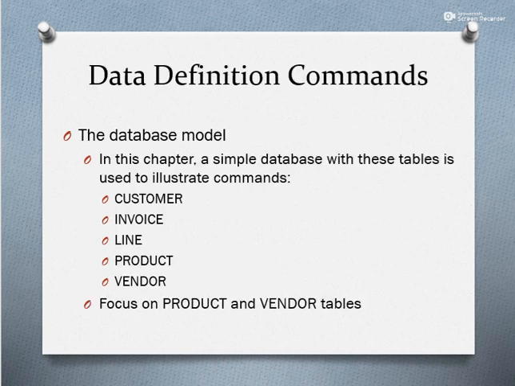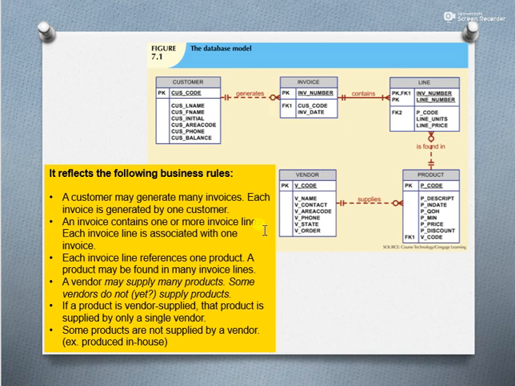Okay, we start our chapter with data definition commands. Data definition commands are the commands that are used to create tables, indexes and views. So for our practice, we are considering a database model, and in this model we will use these 5 tables: customer, invoice, line, product and vendor. And mostly we will focus on the product and vendor tables, and this is the database design or model that we are going to use.